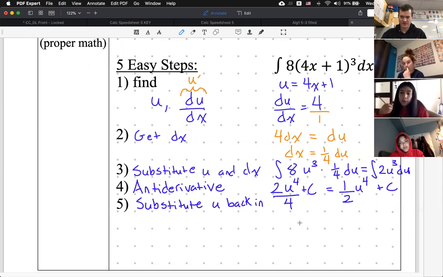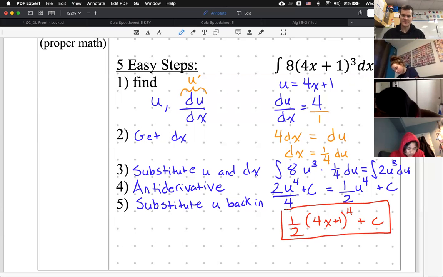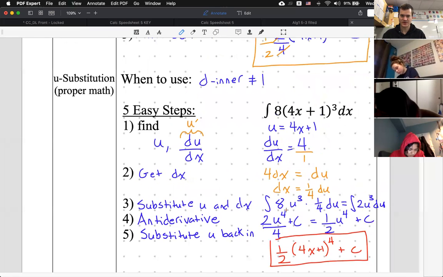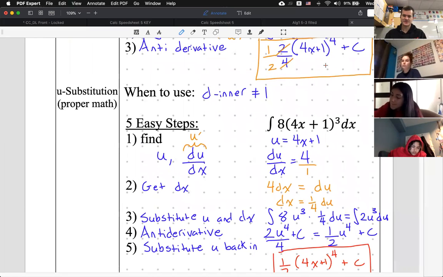And I can write out our final answer. Our final answer is 1/2. That was the 1/2. And then u is this 4x plus 1. And that u was to the power of 4. And then don't forget our plus c. And then we can do a final answer, box it. And notice that we got the exact same answer that we got up here. 1/2 of 4x plus 1 to the power 4 plus c. So same answer. This one is the more rigorous and slightly more tedious process.